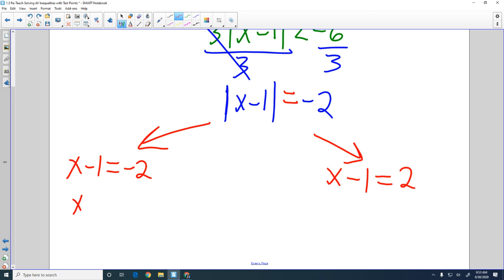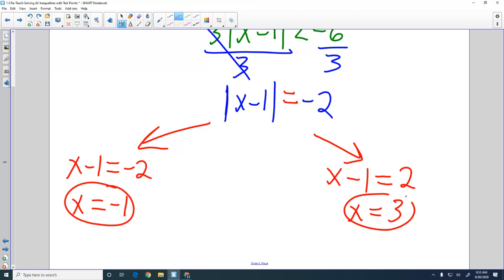We're going to solve each of these. So x equals negative 1. That's going to be one endpoint. Over here, x equals 3. That's my other endpoint. So we've got our number line. And negative 1 is on the left. 3 is on the right.